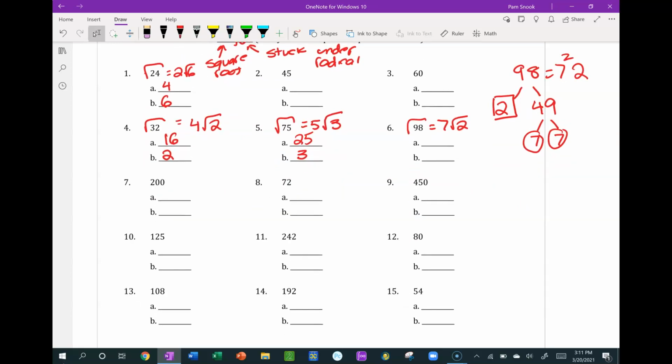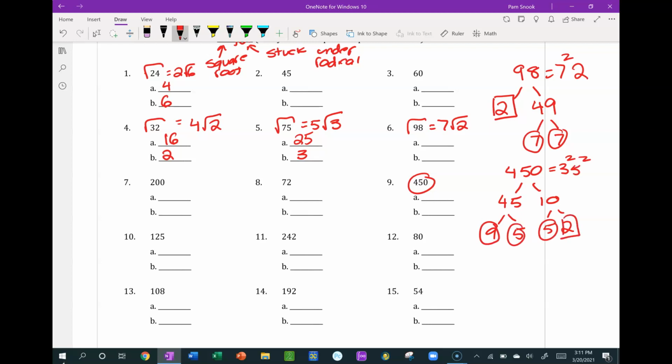Let's do that again. Let's do 450. The first two factors that come to my mind are 45 and 10. 45 I know splits into 9 times 5. 10 is 5 times 2. Now I happen to recognize 9 as a perfect square. That's 3 squared. I have two 5s, so I get a 5 squared, and the 2 is stuck under the radical. So now when I do the square root of 450, I'm going to square root the 3 squared, so I get a 3. Square root the 5 squared, I get a 5. And then the 2 is stuck under the radical, so this becomes 15 square root of 2.